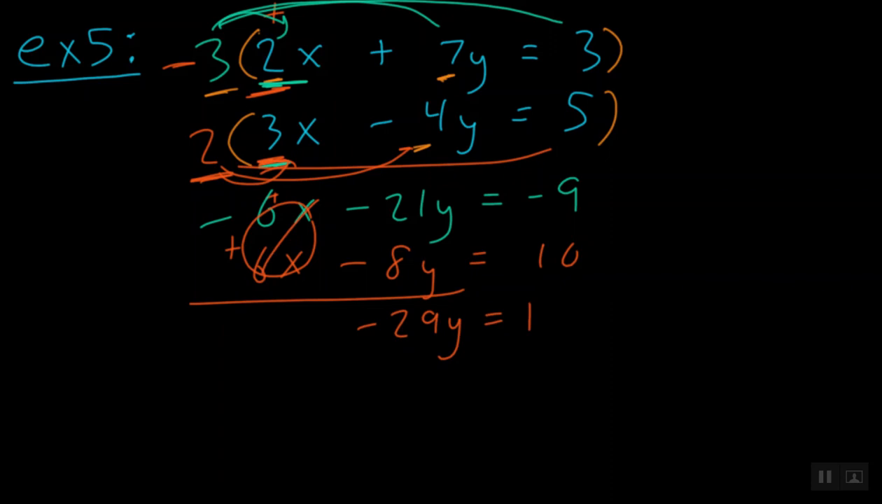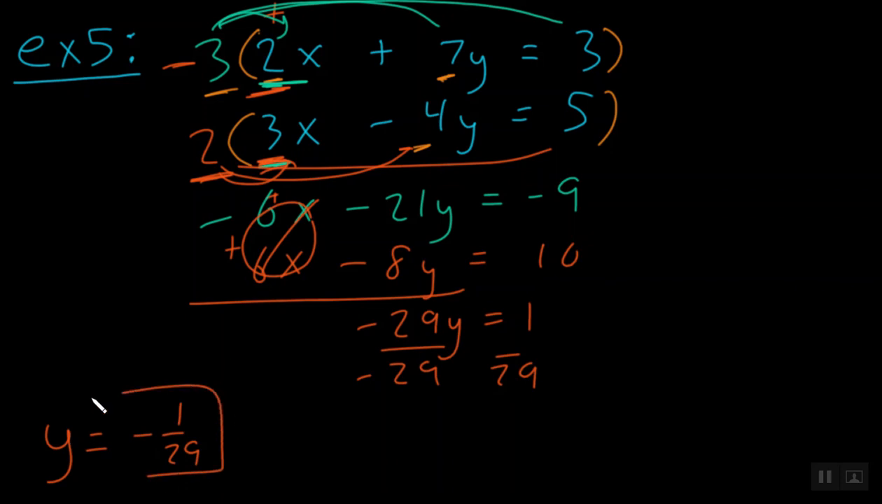And how do I get y by itself? Well, of course, I divide both sides by negative 29. And we're going to get a really weird answer. y is equal to negative 1 over 29. Now, I say that this is a hard problem. Oh, by the way, pause the video and finish taking your notes.